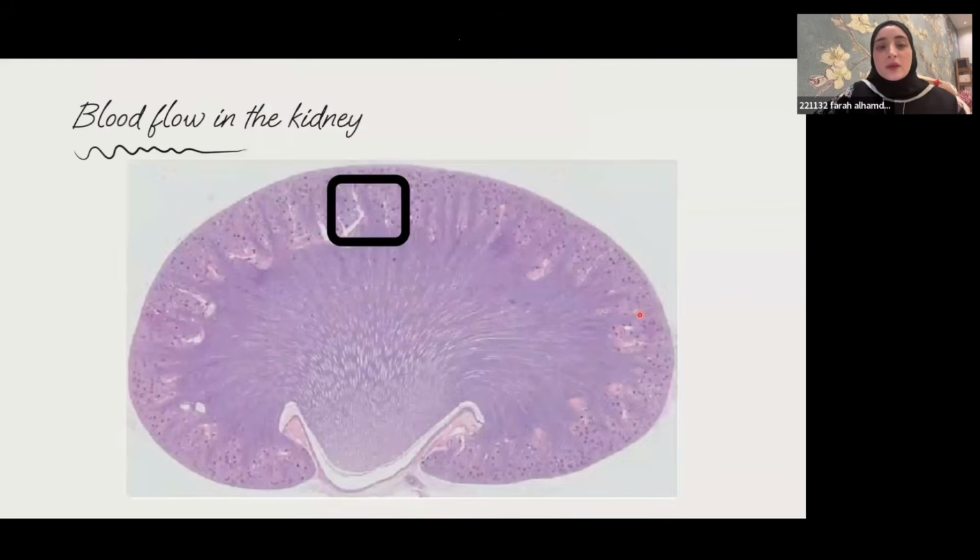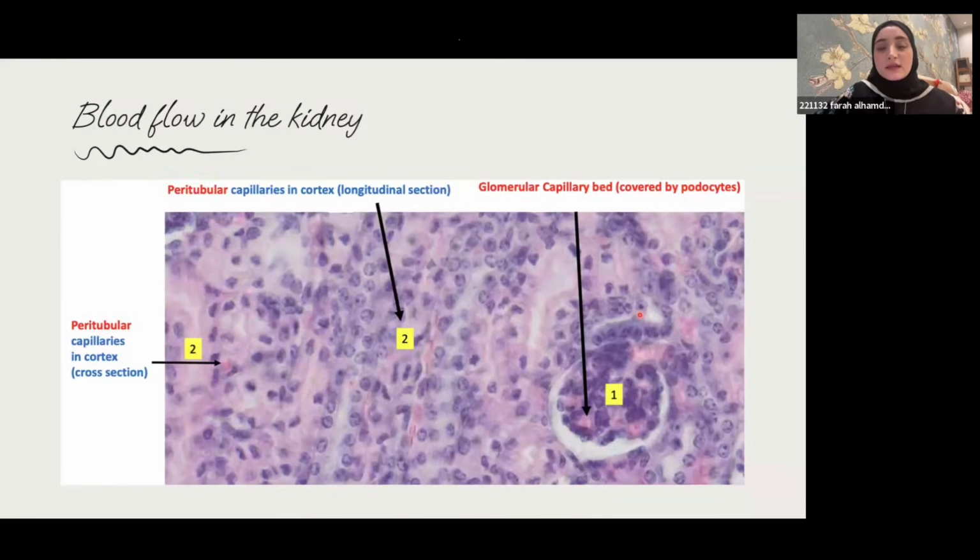Okay, let's zoom into the cortex. Let's talk about the histology part. So this is blood flow in the kidney. So first of all, we have the peritubular capillaries here. You see them. Why are they peritubular? Because they're not in the glomerulus.